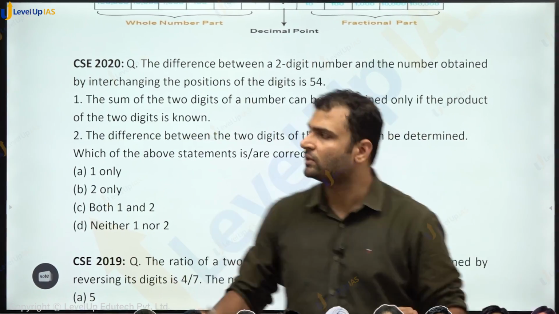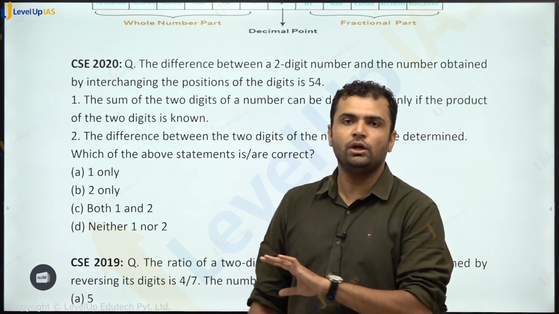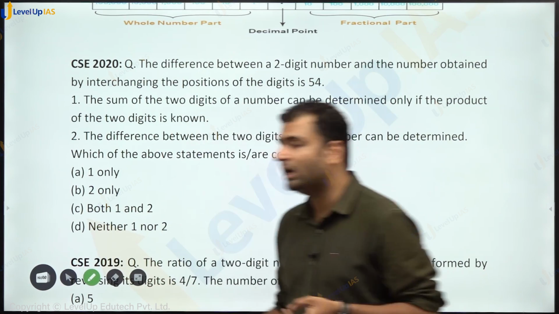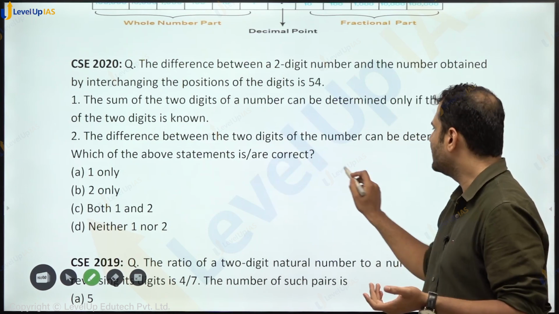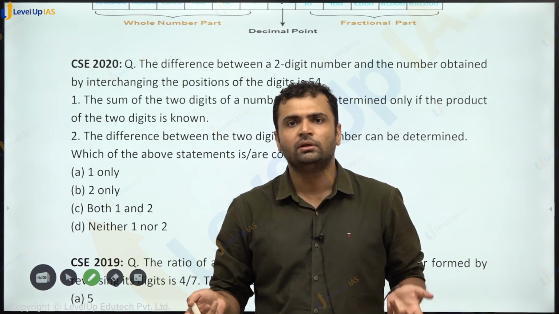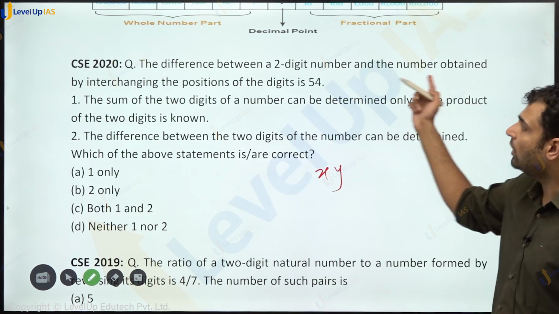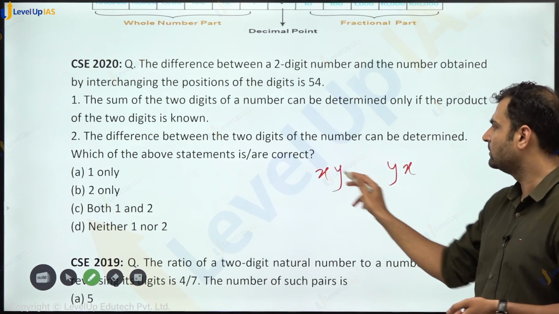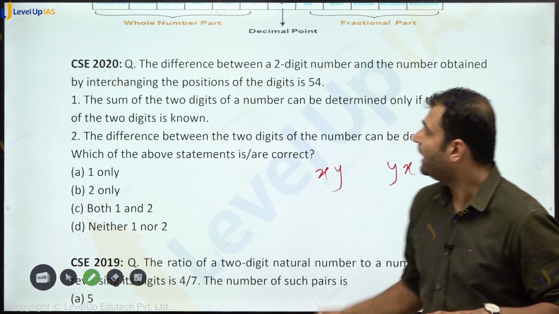And in any case, you don't know anything about this number. This 2-digit number is unknown to you. You have no information about this 2-digit number. So what is the natural thing we can do when we have unknowns? We write them as some unknowns, like let us take the 2-digit number as xy. You can write this number as xy. What would be the number obtained after interchanging the positions of the digits? That would be yx. These x and y are some digits which are unknown to us. And what is given?